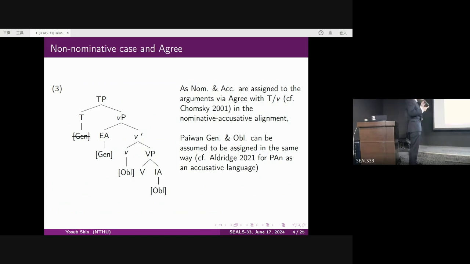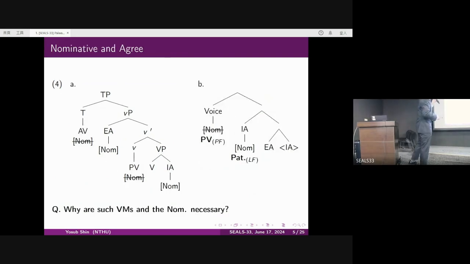The second assumption that I'd like to make is about the nominative case assignments. As we can see in this structure, I would like to assume that the so-called voice markers in Paiwan are actually special kinds of T head and small v head that contain the nominative case to assign. So for example, if a voice marker is introduced at this T head, then it will assign the nominative case to the external argument via the Agree relation.